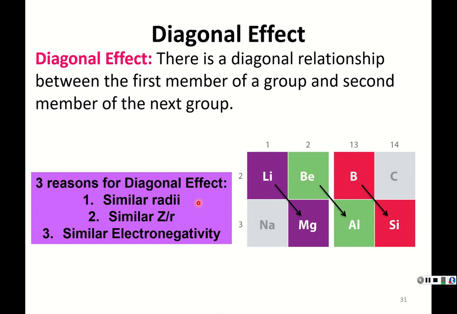There are 3 reasons for this. They have similar radii. Remember that atomic size will decrease as you go from left to right, but also increase as you go down. So if you go one step right, you're going to be decreasing in the next group, but if you also go one step down, you'll increase from there. So these will have similar size. You'll have a similar effective nuclear charge to atomic radius ratio, and they'll also have similar electronegativity.